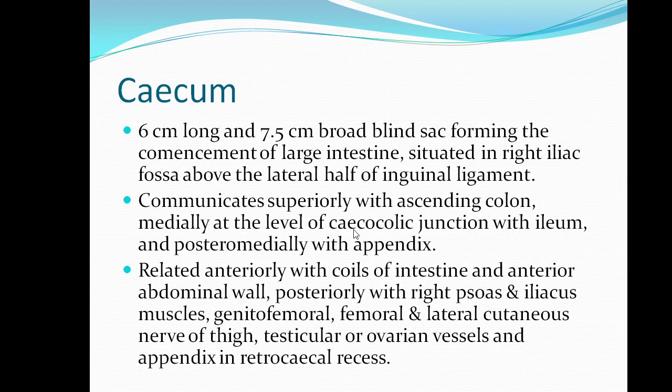Medially, at the level of the cecocolic junction, it communicates with the ileum, and posteromedially, it communicates with the appendix. Caecum is related anteriorly with the coils of intestine and anterior abdominal wall. Posteriorly, caecum is related with the right psoas major and iliacus muscles, genitofemoral, femoral and lateral cutaneous nerve of thigh, and to the testicular or ovarian vessels and appendix in the retrocecal recess.